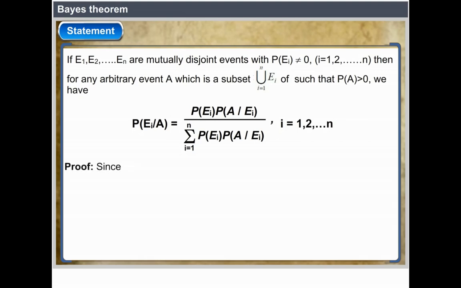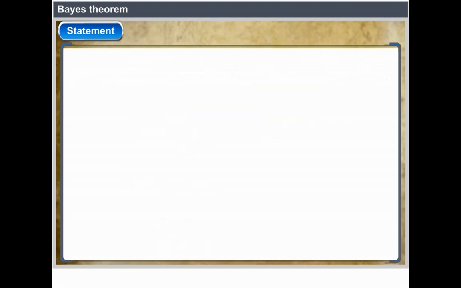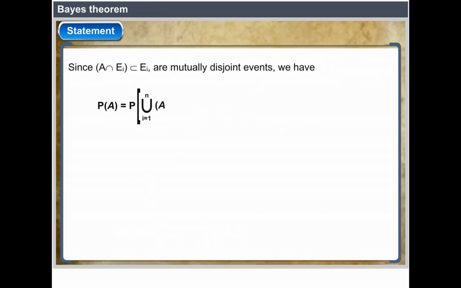Proof: since Ei is a subset of union i equal to 1 to n Ei, we have A equal to A intersection union i equal to 1 to n Ei equal to union i equal to 1 to n A intersection Ei. Since A intersection Ei are mutually disjoint events, we have P of A equal to P of union i equal to 1 to n A intersection Ei equal to summation i equal to 1 to n P of A intersection Ei equal to summation i equal to 1 to n P of Ei into P of A given Ei.